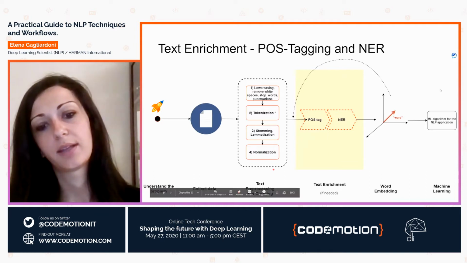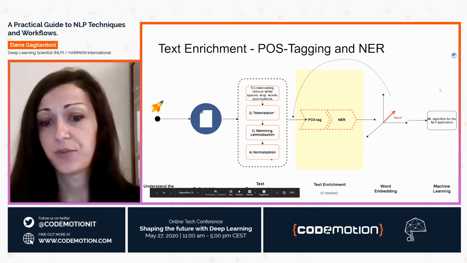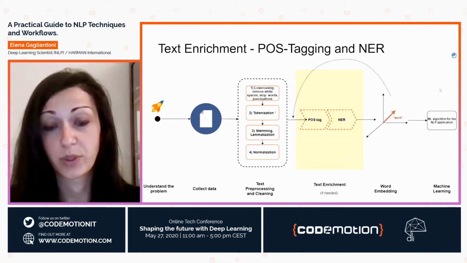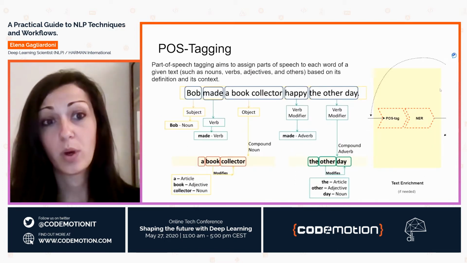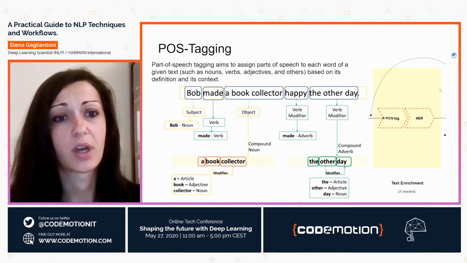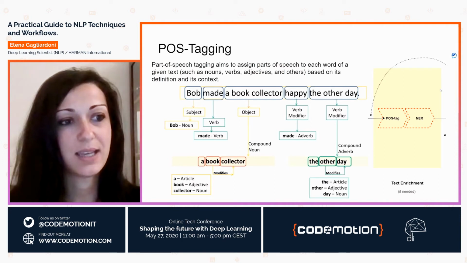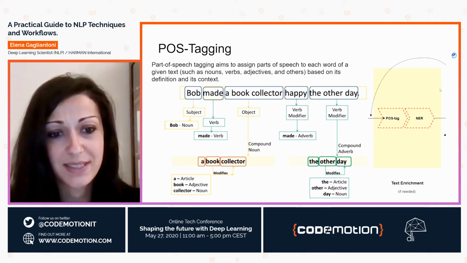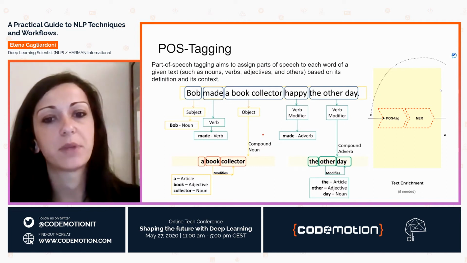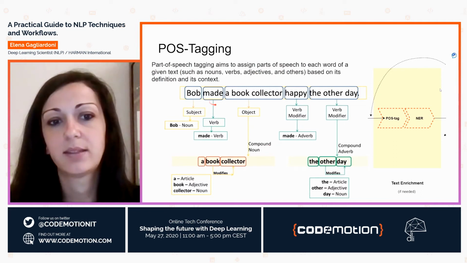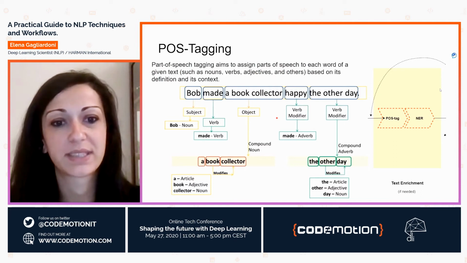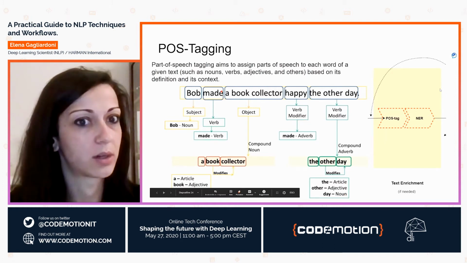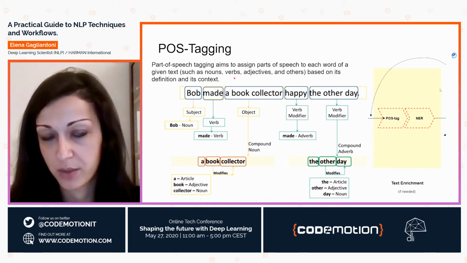So this is the text preprocessing and cleaning step. If you want and if you need it, you can perform some text enrichment steps. For example, POS tagging. What is POS tagging? It is tagging each word with its part of speech role inside the sentence. So, for example, if I'm interested in knowing that made is a verb, it is tagged as a verb, or for example that the is tagged as an article, or to recognize whether a word is a noun or a verb or an adjective.